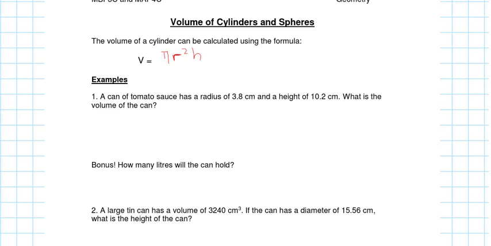A can of tomato sauce has a radius of 3.8 centimeter and a height of 10.2 centimeter. What's the volume of the can? It's as easy as plug it in. Plug it in, find the answer.